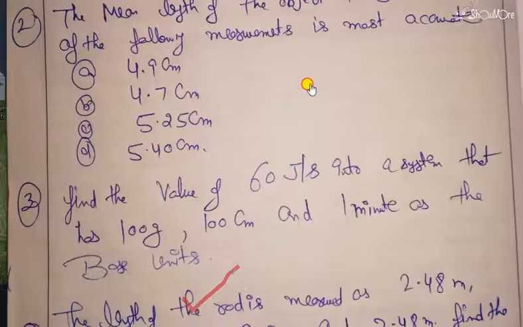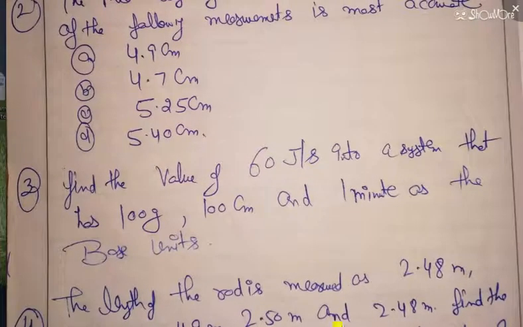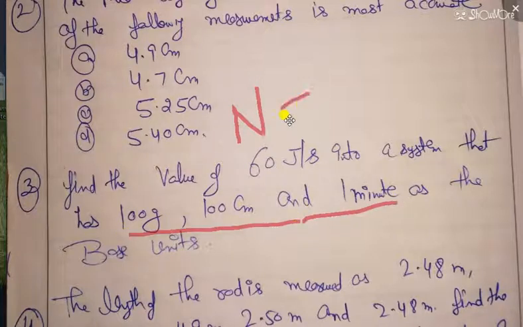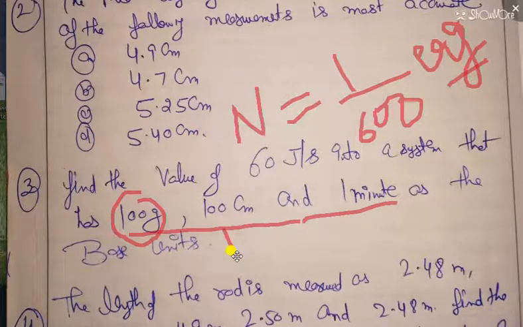For question number 3, you will get the value of n, that is the value of 60 joule per second in this system. So in this system the value comes out to be 1 by 600. As we don't know the units, we cannot write erg, we cannot write dyne here, no name can be written because we don't know which system this is. This is 100 gram. As you know, in the CGS system 1 gram is there, so we don't know its name, so we cannot write any name here.